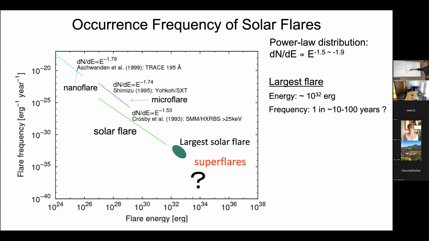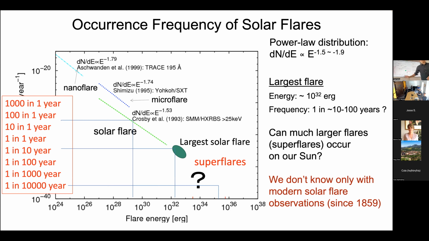If we integrate, we can also plot the cumulative frequency, and we can convert easily to once per so many years. Sorry, I showed that before. We can plot it like this. But we don't know whether flares larger than this occur once every 1,000 years or 10,000 years, because modern solar observation is only 160 years. So we don't know from modern solar observation alone for this area. Possibly there is a cutoff here, but we don't know whether it extends or not.